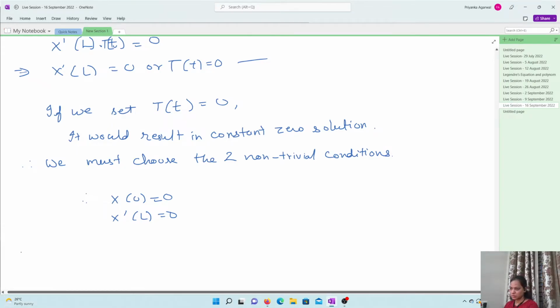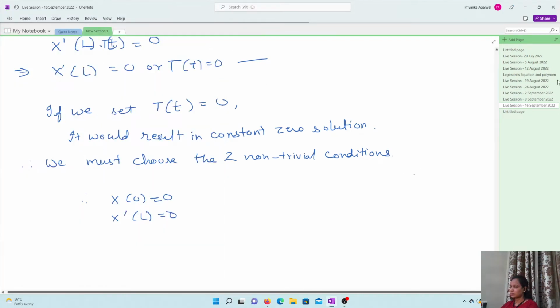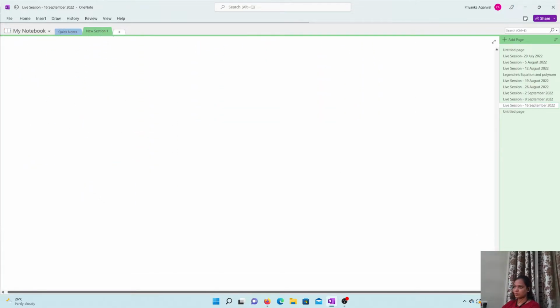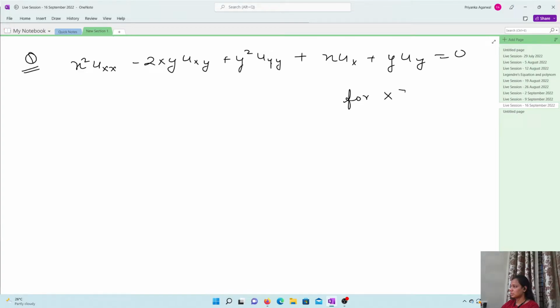Okay, so let's see another question, which is x square u_xx minus 2xy u_xy plus y square u_yy plus x u_x plus y u_y equals 0 for x greater than 0, that is the half plane.